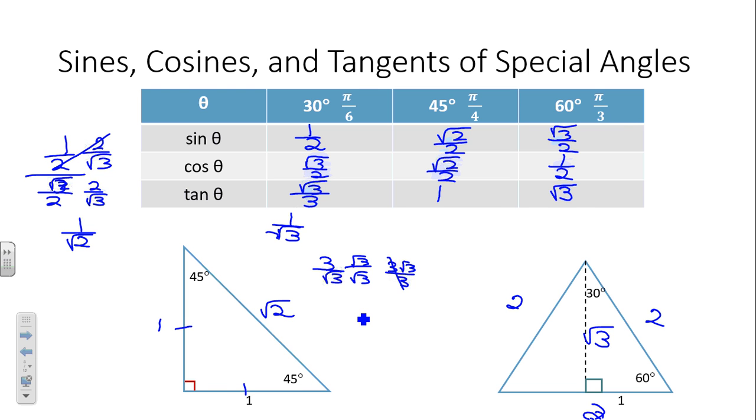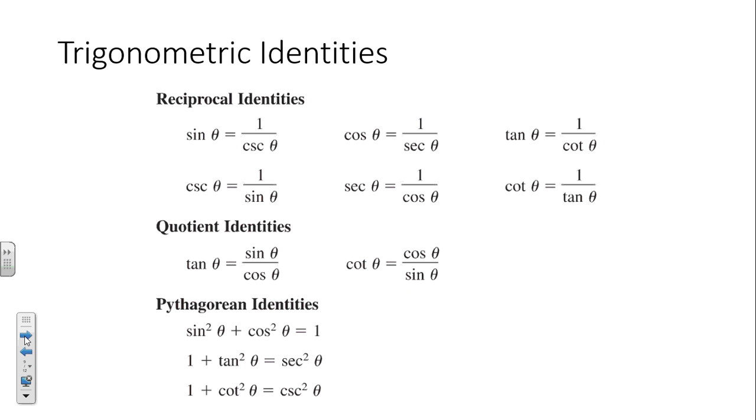Okay? All right. So we talked about these already. Don't need to spend a lot of time. Reciprocal identities: the sine is 1 over the cosecant, cosine is 1 over secant, tangent is 1 over cotangent, and vice versa. Make sense? Quotient identities, I just mentioned it: the tangent is the sine over the cosine. The cotangent then will be the cosine over the sine.